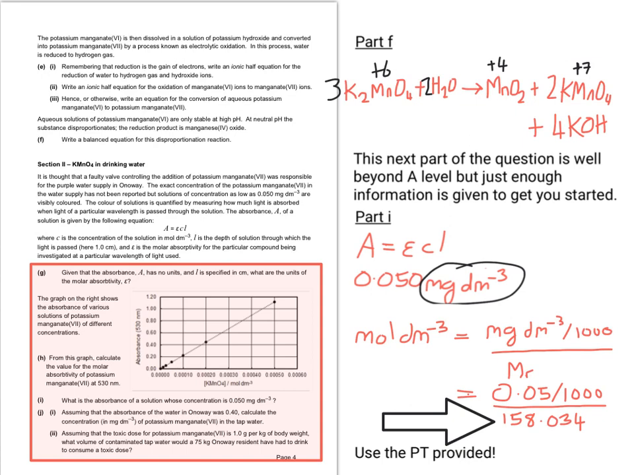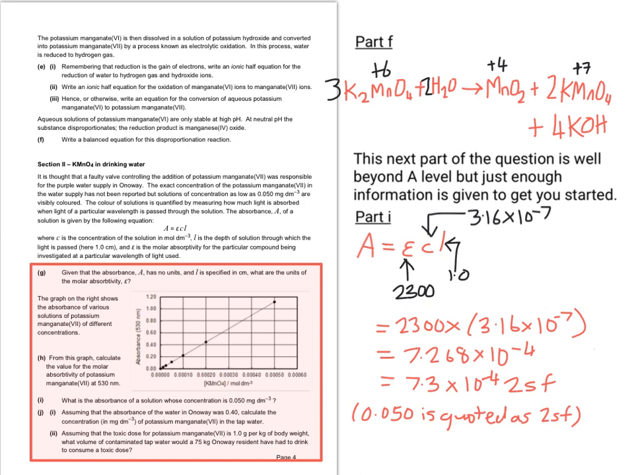We're working with KMnO4. So that ends up as 158.034. So that gives us our concentration of 3.16 times 10 to the minus 7. So that gives us 7.3 times 10 to the minus 4. I'm applying two significant figures because the piece of data was in two significant figures for part I.